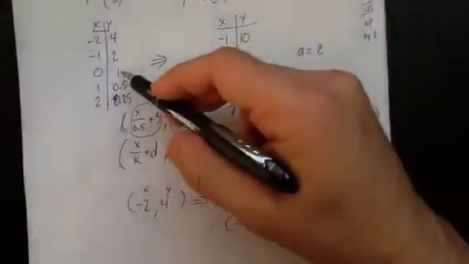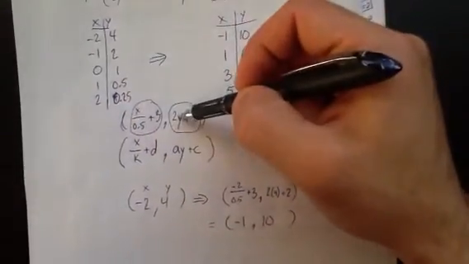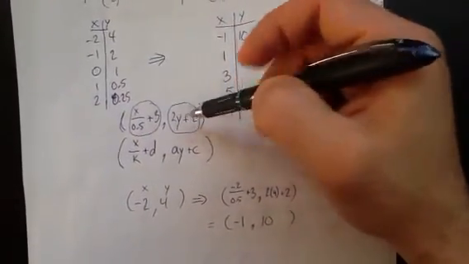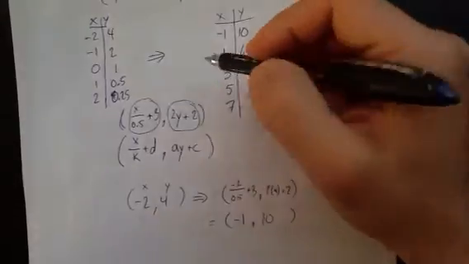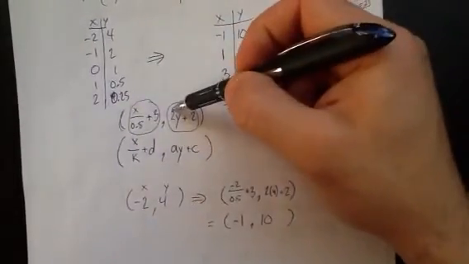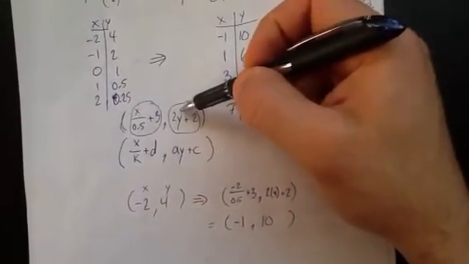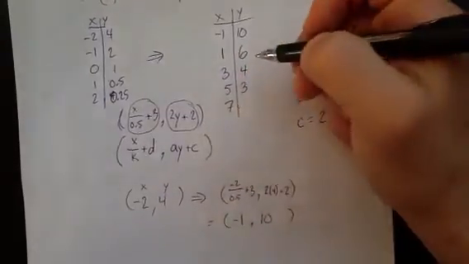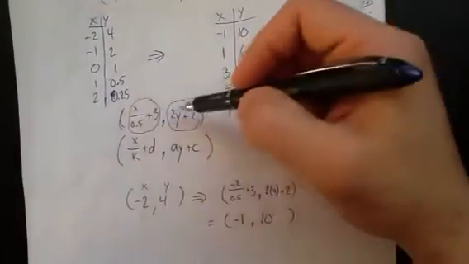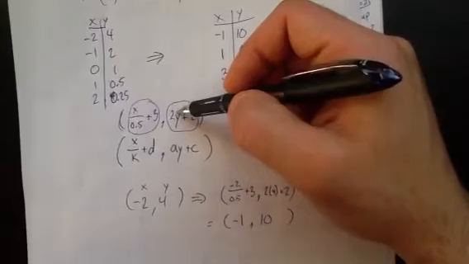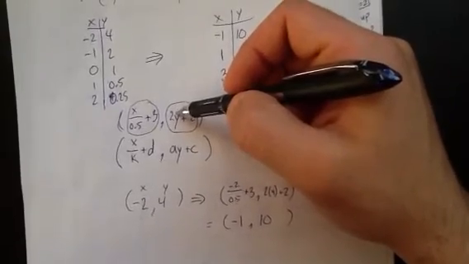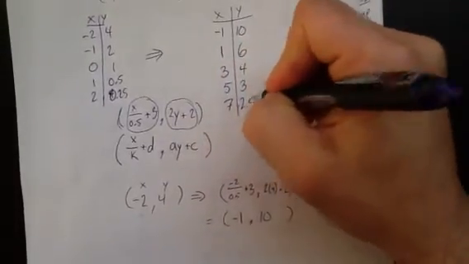So let's take a look at this one. 1, if I plug it in here, 2 times 1 is 2, plus 2 is 4. If I plug in 0.5, 2 times a half is 1, plus 2 is 3. If I plug in 0.25, 2 times 0.25 is 0.5, plus 2 is 2.5.